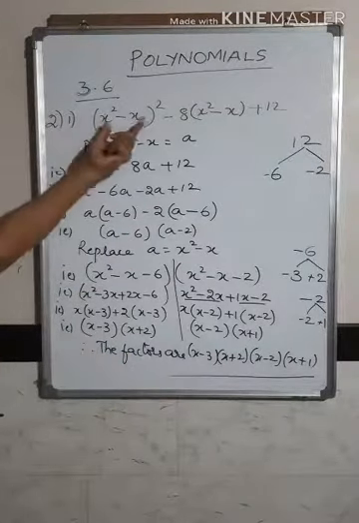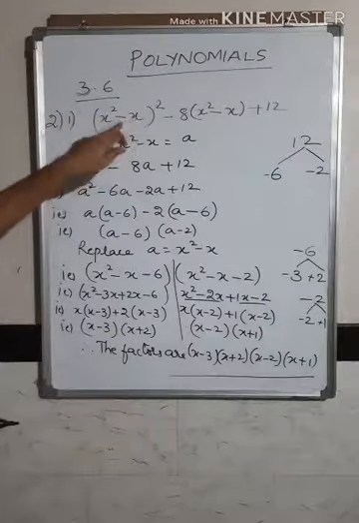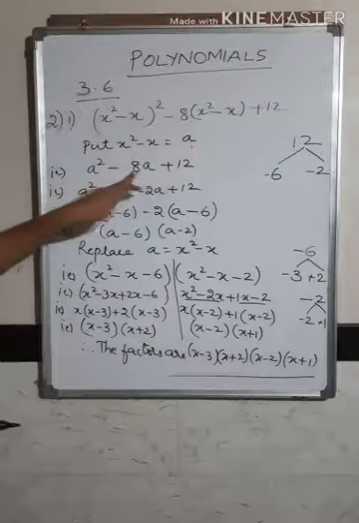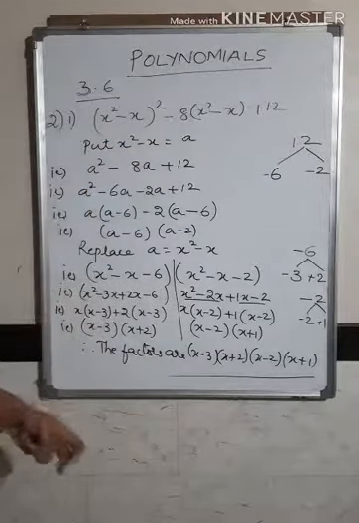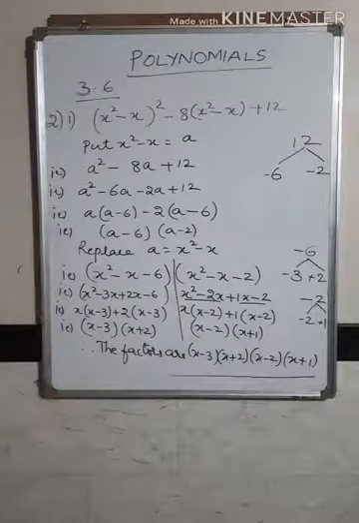That is, this is not in the standard form, but you can convert it into standard form by substituting the value of x square minus x with the value of a. You get the standard form. Then the same way you have to do the simplification or find out the factors of it. We'll take one more problem and see how to do the factorization.